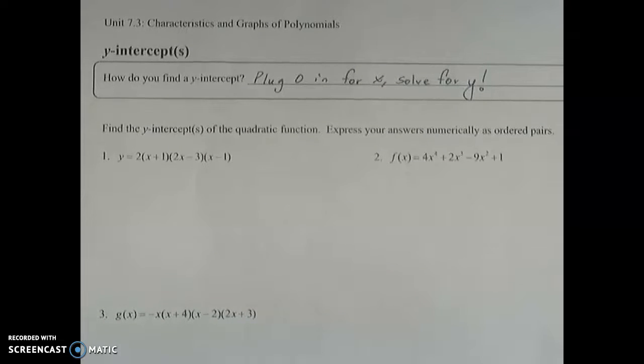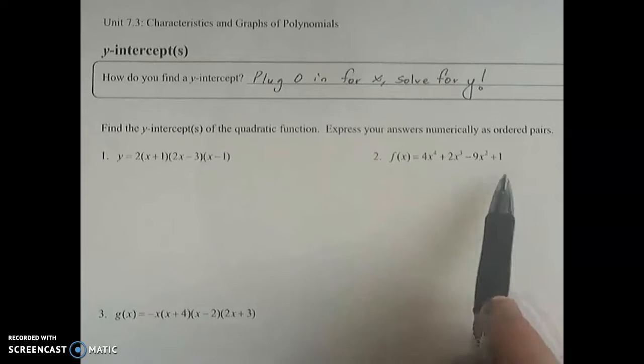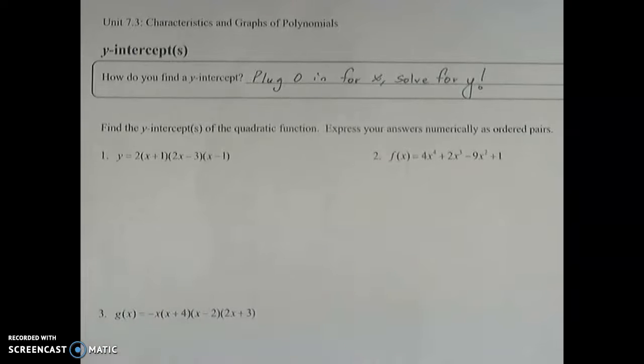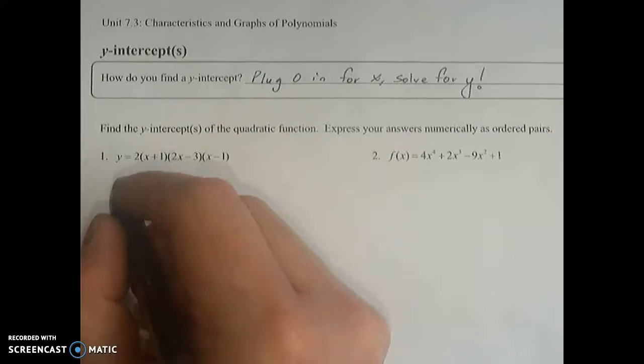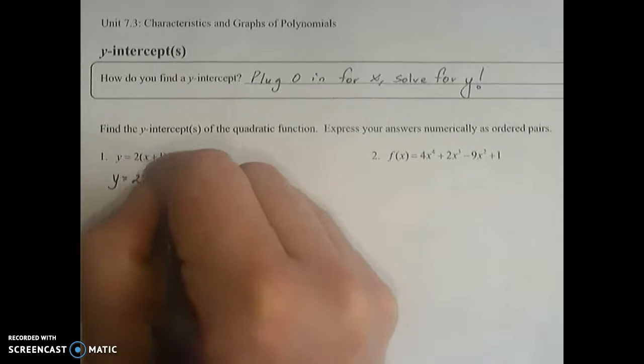To be honest, if the function is in standard form, like number 2, it's actually a little bit easier than when it's in factored form, like number 1 and number 3, but we'll do an example of both here anyway. So I'm going to plug in 0 here for all of my x's.